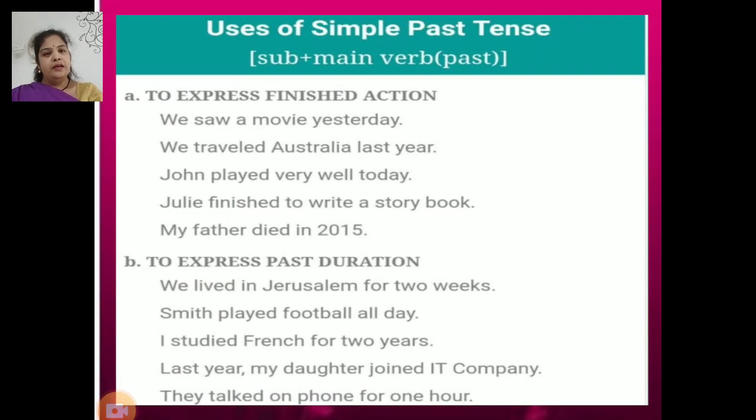Now let's study its use. Uses of simple past tense. Let's first discuss its structure. The structure of simple past tense is subject plus main verb plus object. Here the main verb is always in second form, which means in past tense. So we use simple past tense to express finished action.